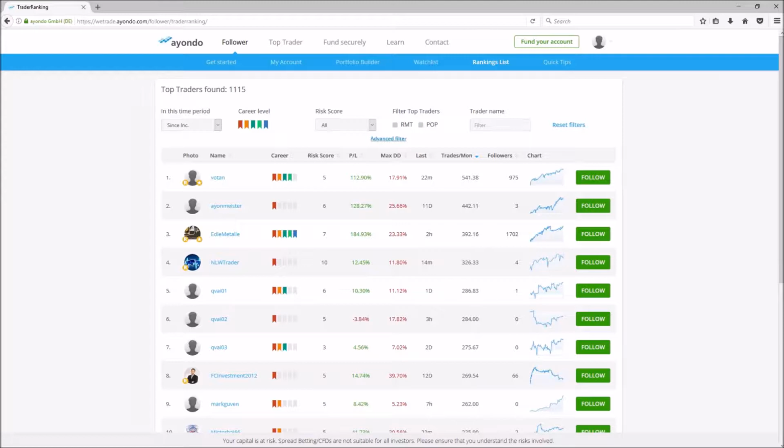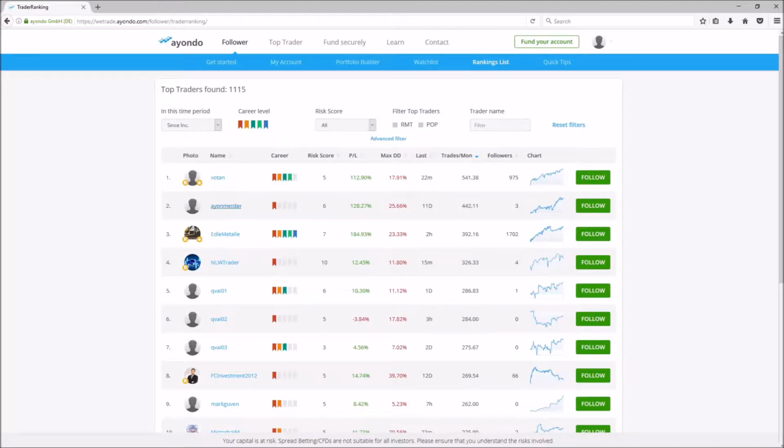So at the top up here at the moment, we've sorted it by trades per month, so who's trading the most. We'll sort it by the profit and loss at the moment. The most active trader is actually one of the best performers as well. So Votan has been one of the most active. The R next to their avatar there means they're a real money trader. So this person is trading with real money. And the star there means they've got quite a few followers, so they're quite a popular trader.